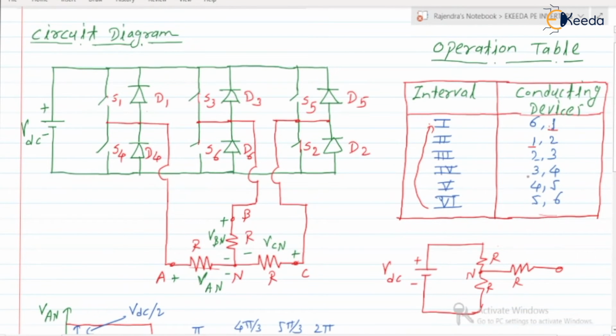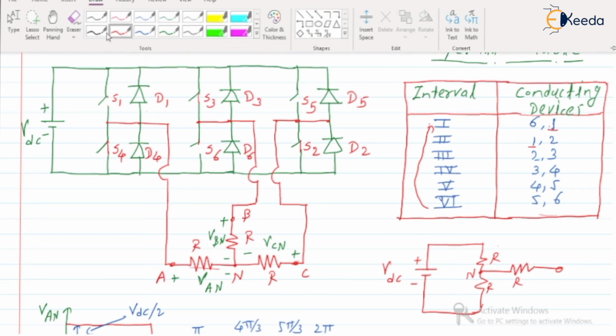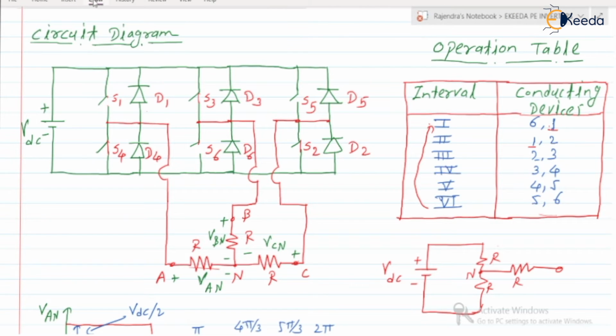During the fourth interval, switch number 3 and 4 will be in the on state. When 3 and 4 are on, switch number 2 will be in the open state. Phase A will be connected to the negative plate of the VDC, phase B to the positive plate of the VDC, and phase C is kept open.